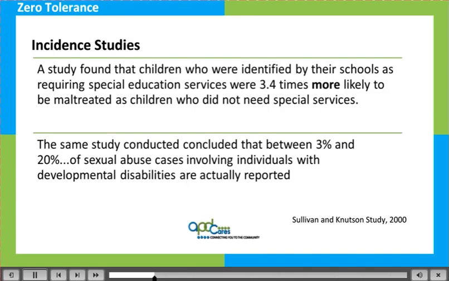Incident studies. A study found that children who were identified by their schools as requiring special education services were 3.4 times more likely to be maltreated as children who did not need special services. The same study concluded that between 3% and 20% of sexual abuse cases involving individuals with developmental disabilities are actually reported. Turn to page 33 in the Participant's Guide for more information.